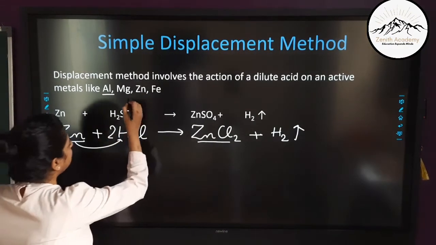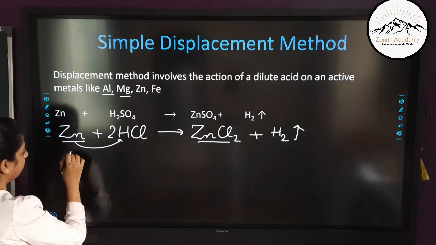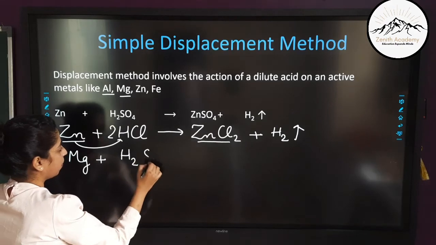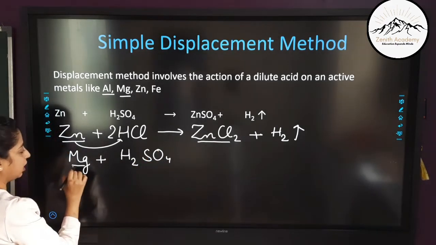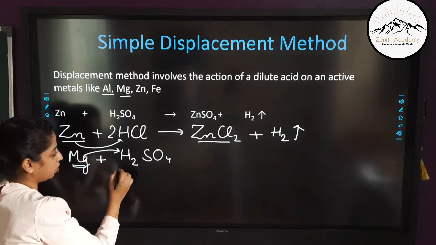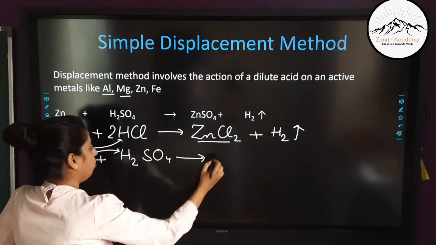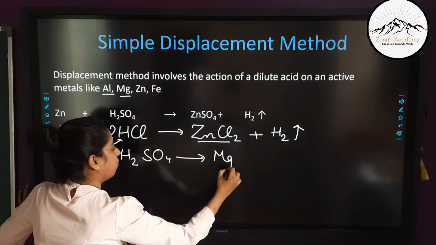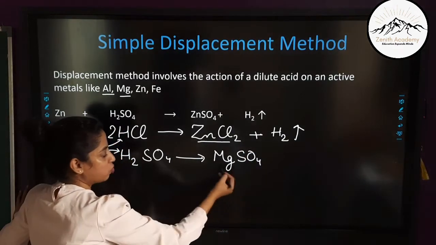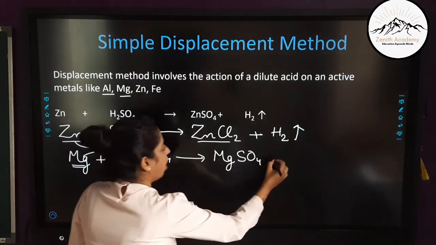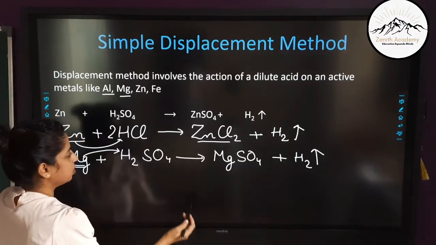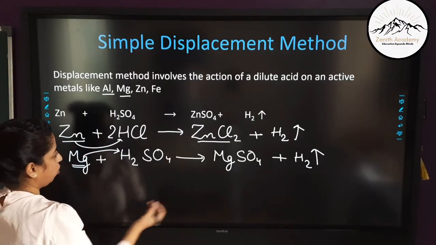Similarly, we can take some other metal, like say magnesium. When magnesium reacts with sulfuric acid, this magnesium is active and above hydrogen in the reactivity series, so it can displace hydrogen from its acid. So we form magnesium sulfate, MgSO4. Magnesium is +2, sulfate is -2, so the formula becomes MgSO4 and hydrogen is released. Now just balance this. This is already balanced.